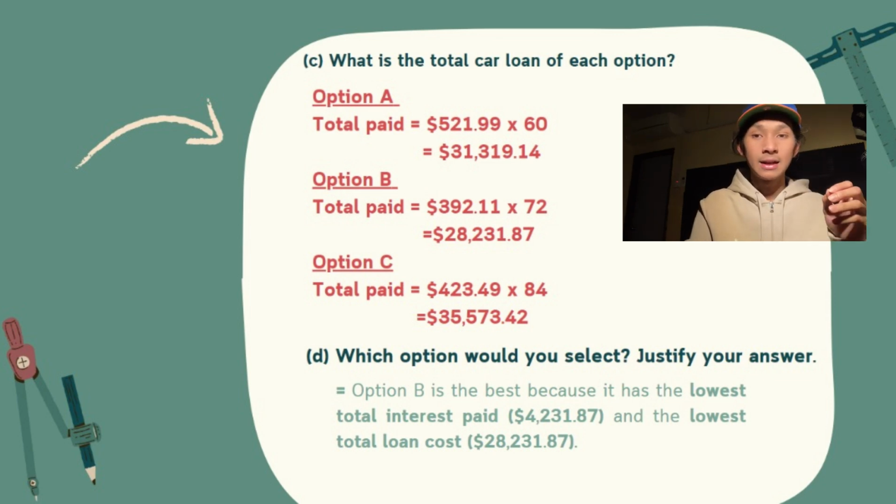Now, if you want the minimum total cost, option B is the best since it has the lowest interest rate and a reasonable term. But if you prefer a lower monthly payment, then option C might be better because you will be paying more interest over time. That's it.